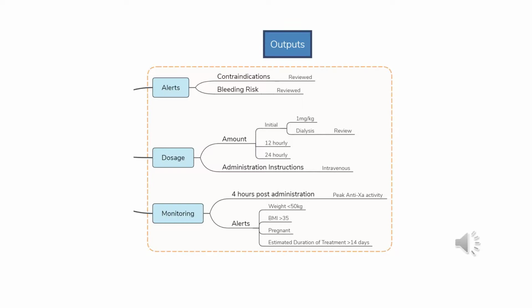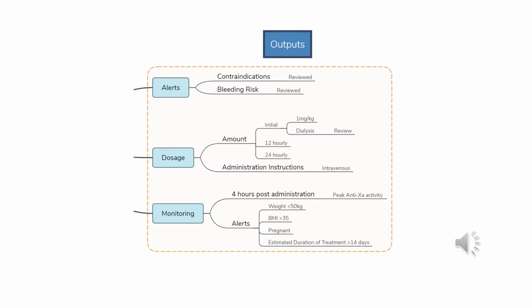If no contraindications are present and the bleeding risk is low, the clinician can use the dosage calculations to prescribe enoxaparin to their patients. The guidelines suggest using an initial treatment dose of 1 mg per kilogram in all patients except for those who are on dialysis. The 12-hour and 24-hour dosages of enoxaparin are calculated based on renal function and estimated glomerular filtration rate.